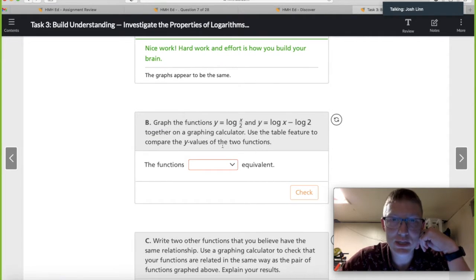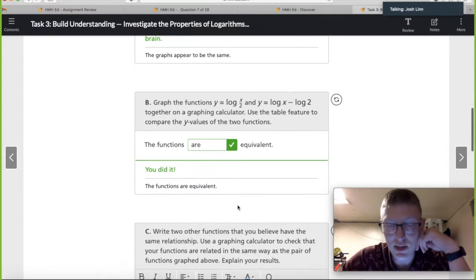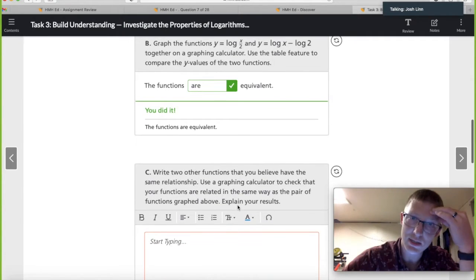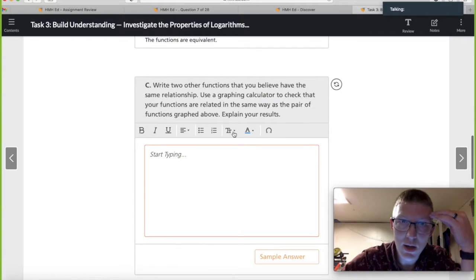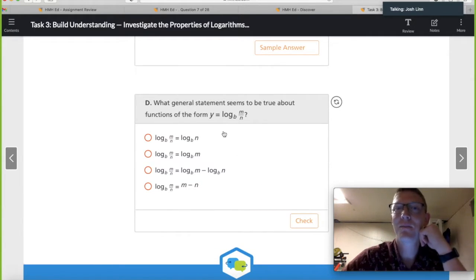Graph the functions, use the table feature to compare. The functions are equivalent. Oh, no, I didn't graph it. I'm sorry. I saved you guys all just like 2 minutes. 1 minute if you're watching this at 2 times speed. You can come up with your own, and here's our generalized statement.